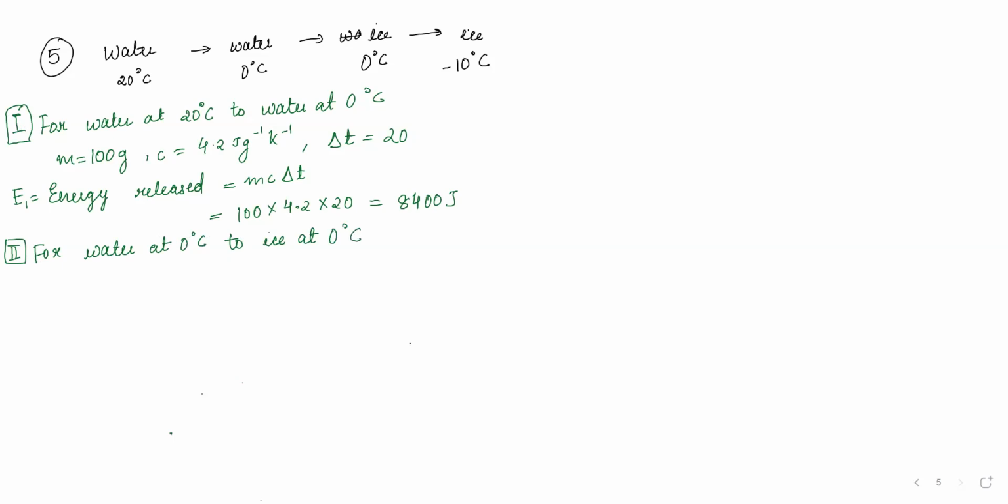Here also the latent heat has been given: specific latent heat is 336 joule per gram. So what will be the energy released? We are going to take it as E2. This is equal to how much? Mass, that is 100, into 336. So how much will this be equal to? 33,600 joule.